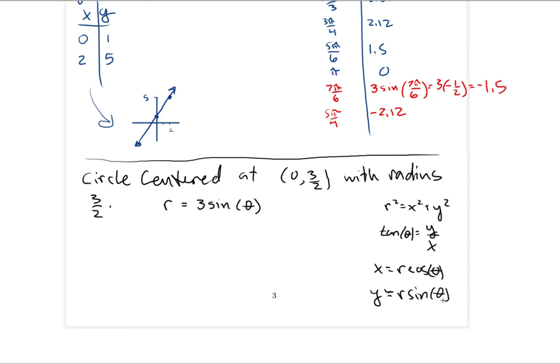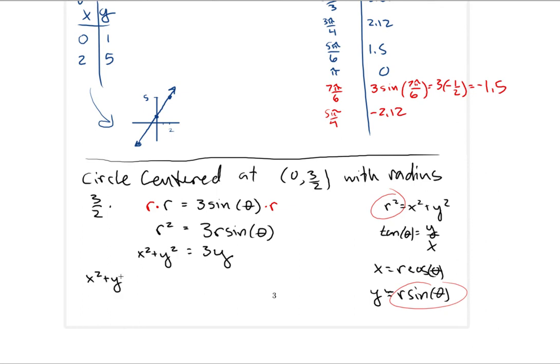And so I can see in this problem, I actually have the opportunity to make r squared show up and to make r sine theta show up if I multiply by r on both sides. So I get r squared equals 3r sine theta. But now that I have r squared, I can call it x squared plus y squared. And now that I have r sine theta, I can call it y. And so then we get x squared plus y squared minus 3y equals 0.